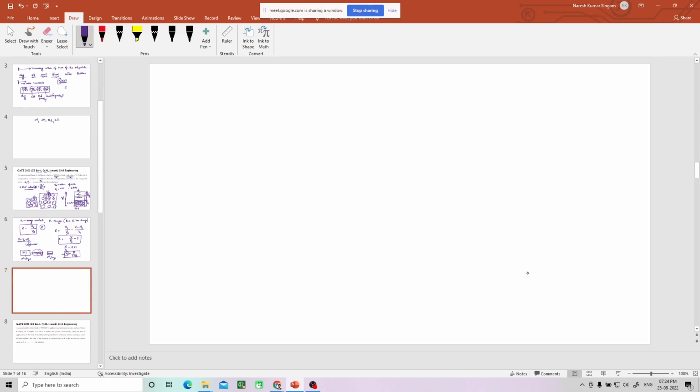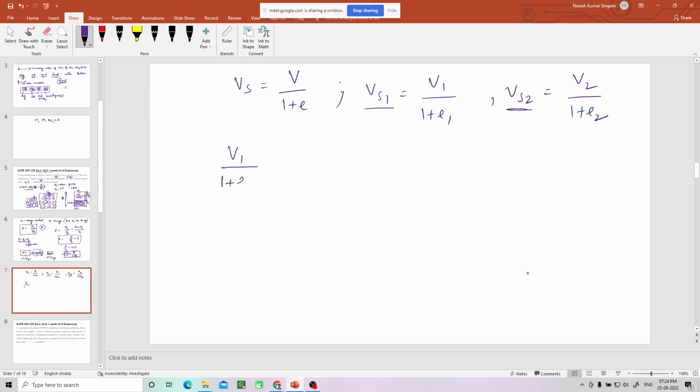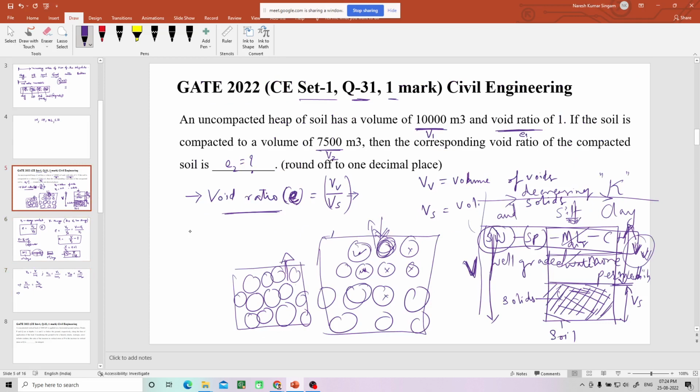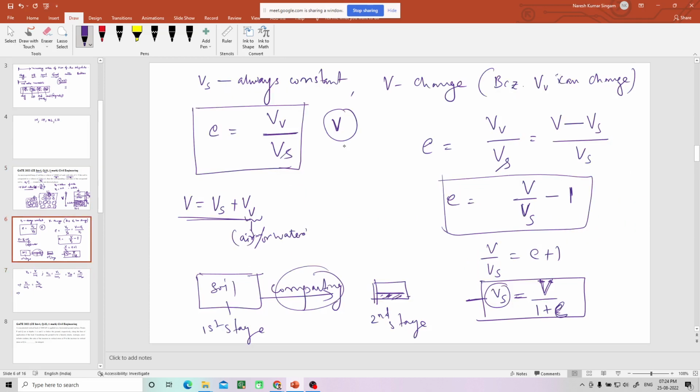Now Vs equal to V by 1 plus E. Vs1 is V1 by 1 plus E1, Vs2 is V2 by 1 plus E2, right? So anyway Vs1 equals Vs2, they don't change. Then I'll write V1 by 1 plus E1 equal to V2 by 1 plus E2. Okay, so let's substitute the values which are given. V1 is 10,000, V2 is 7,500.